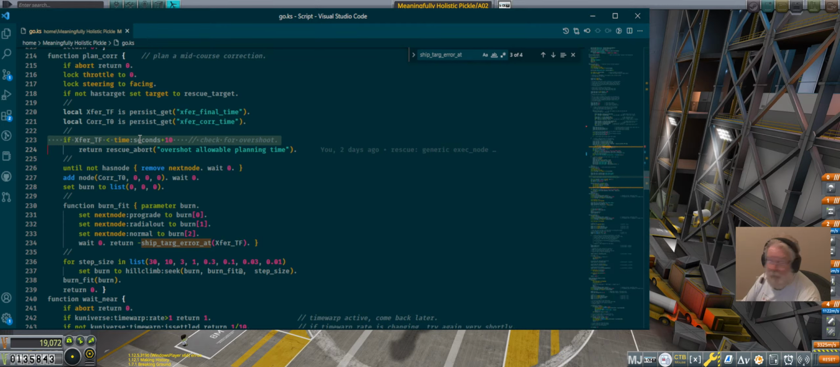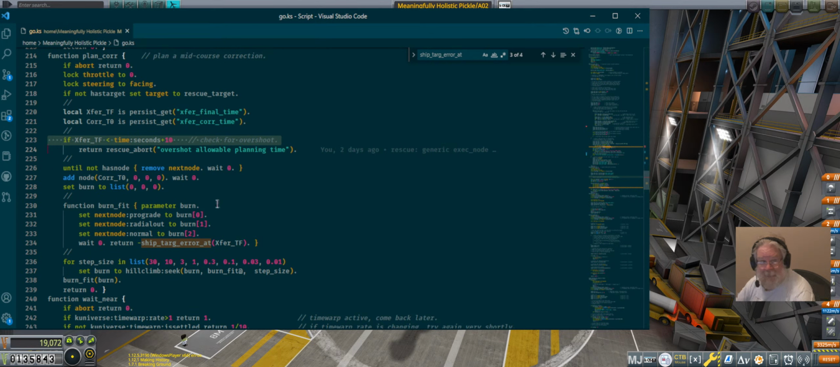If we pass this, we know we've got at least 10 seconds before the time when we're supposed to do the correction. That should be enough time for us to plan a correction and lock it down. Now, normally we'll do it much earlier. So the first time we call this, we could do this. As soon as we get to this transfer orbit and we're on rails, nothing about this math is going to change. So we do this as early as possible.